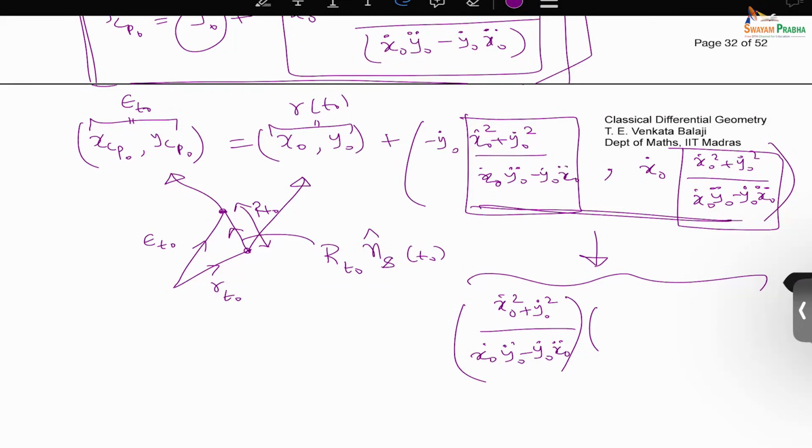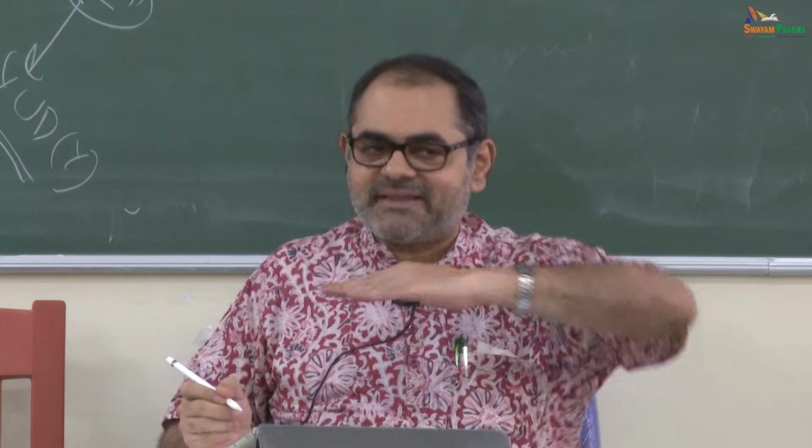Multiplying a vector by a scalar is the same as multiplying every component by that scalar. So I am just taking the scalar out, and here I will get minus y naught dot comma x naught dot. But what is this minus y naught dot comma x naught dot? It is exactly the signed normal. See, x naught dot y naught dot is the tangent. You rotate it by 90 degrees, you will get minus y naught dot x naught dot, and this is exactly the signed normal, but it is not the signed unit normal.